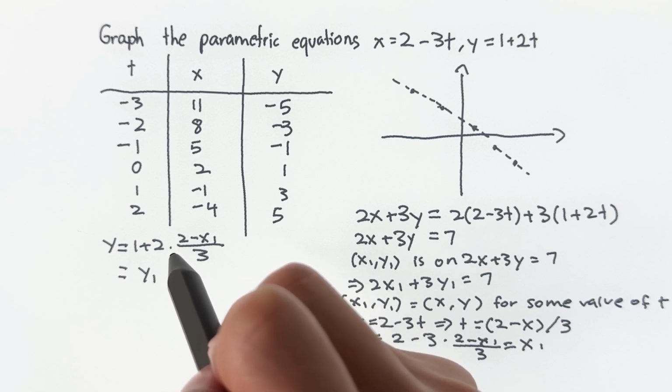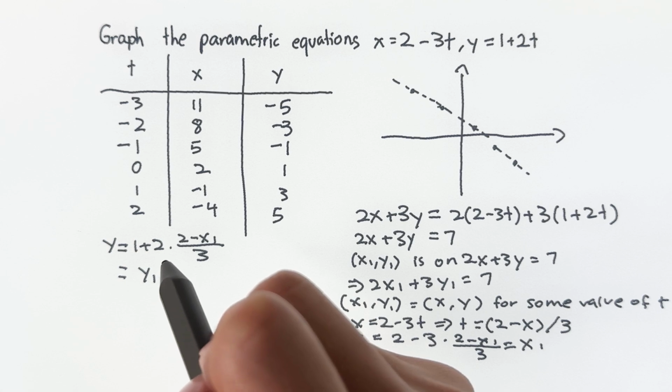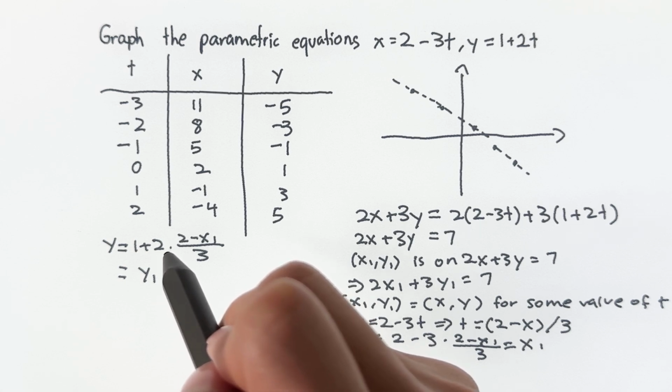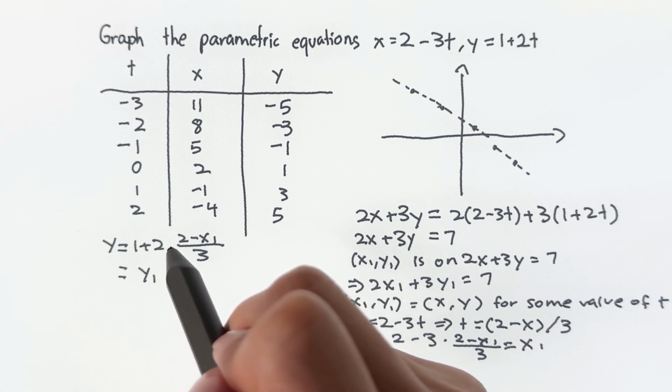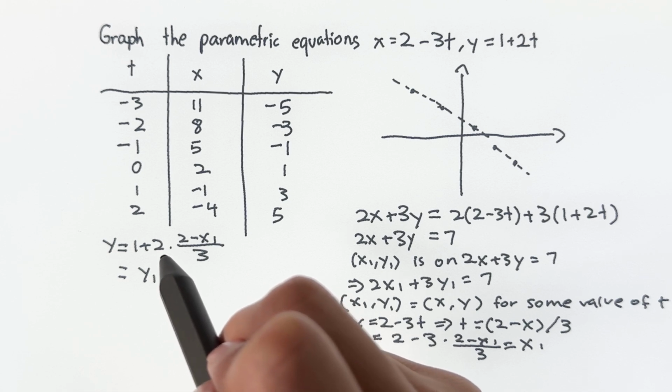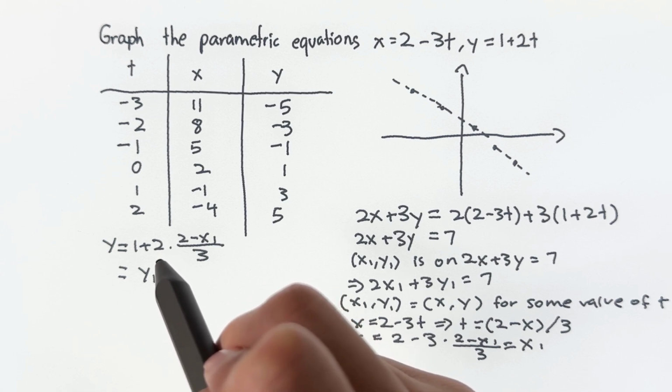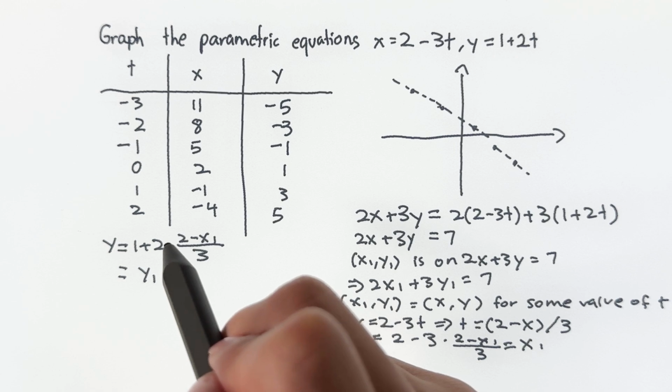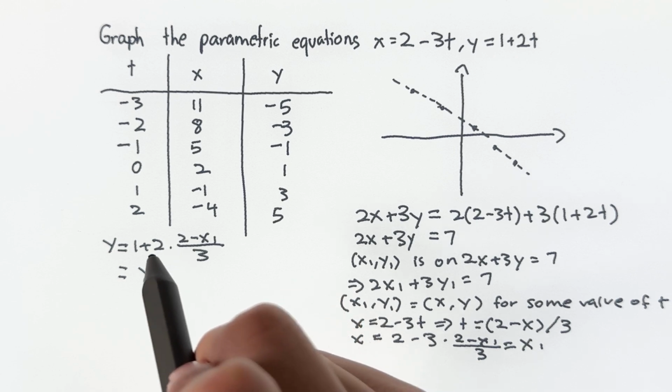Therefore, every point in the graph of 2x plus 3y equals 7 is in the graph of the parametric equations. So we can conclude that the graph of x equals 2 minus 3t and y equals 1 plus 2t is indeed the same as the graph of 2x plus 3y equals 7.